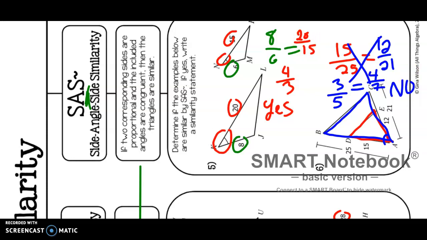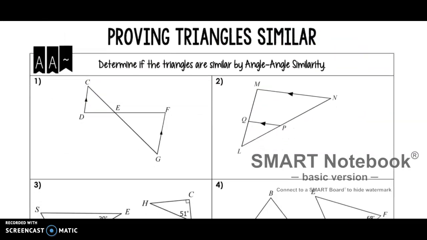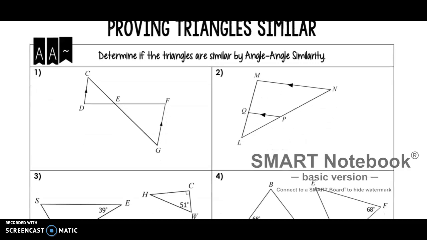Okay. So let's go to the next page. So now we should be back. So now we're going to practice each one individually. Okay, so angle, angle. So determine if the triangles are similar by their angle. Okay, so now I'm going to tell you exactly how I want you to write these. So we'll check this one.